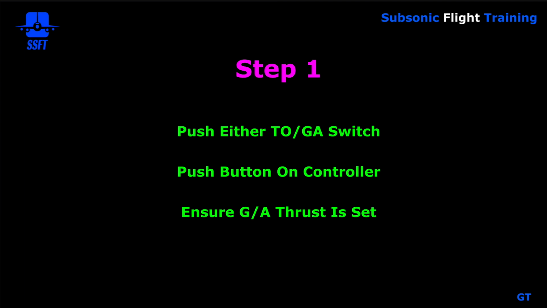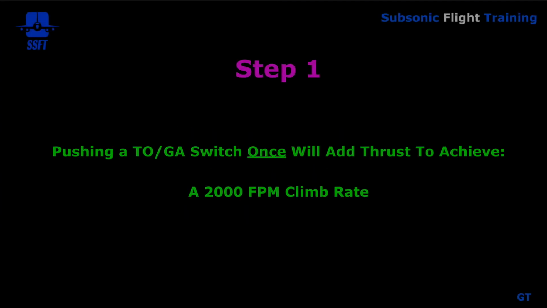Of course, if we're doing flight simulation on the computer, then you're going to have a button assigned either on your joystick, on your control column, or on your thrust quadrant. I have it on my thrust quadrant in order to get you into the go-around mode. We're also going to ensure that the go-around thrust is set. Pushing a toga switch once will initiate the go-around mode.